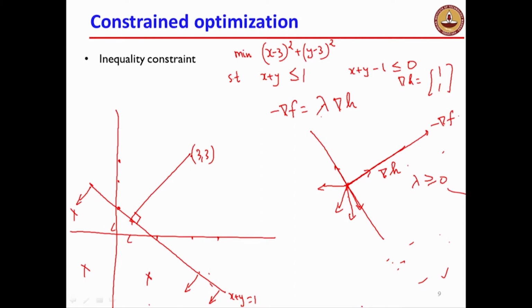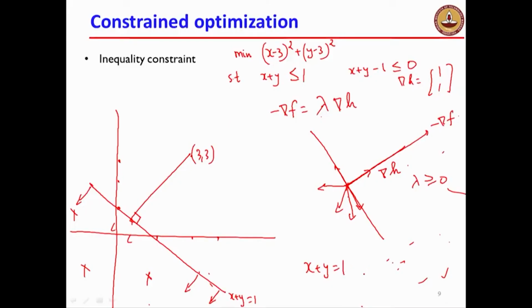Now you can make the same argument that I did in the previous few minutes and say, why can't I flip the sign of grad h? That I cannot do, because if I flip the sign of grad h, my constraint itself changes. In the previous case, my constraint was an equality constraint, so it was x plus y equal to 1. So grad h, whether it points here or here, it is the same. However, in the case of inequality constraints, I cannot flip the direction of grad h, because h has to be less than or equal to 0. So my h is x plus y minus 1, and this has to be less than or equal to 0.